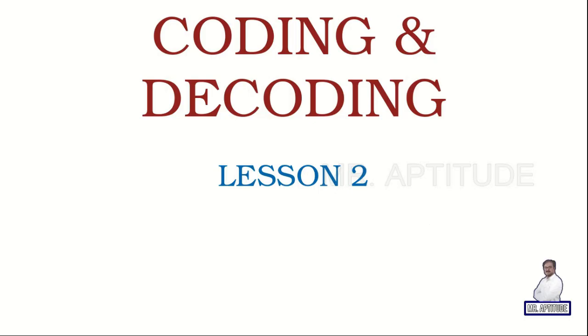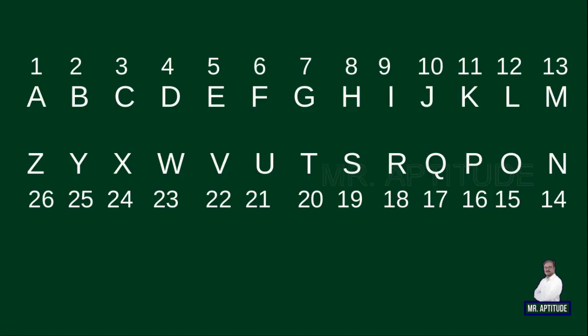Hi everyone, this is the second lesson on the topic coding and decoding. These are the 26 English alphabet along with their place values. As we discussed in one of the previous sessions, I want you guys to get used to these numbers, which makes your work very easy while answering the given questions. You have to remember these things in order to answer the question in less than 30 seconds each.